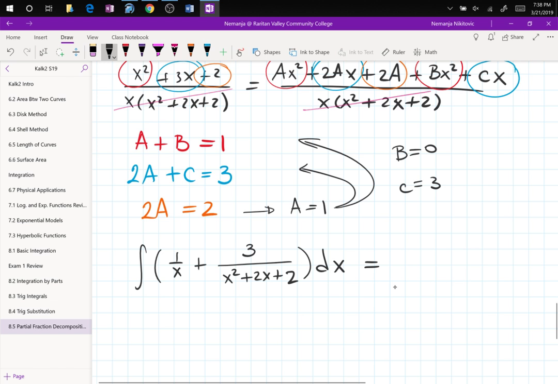So, what is the first integral? ln absolute value x. Thank you very much. So, yes, excellent. What are we going to do for the second? What are we going to do for the second integral over there?